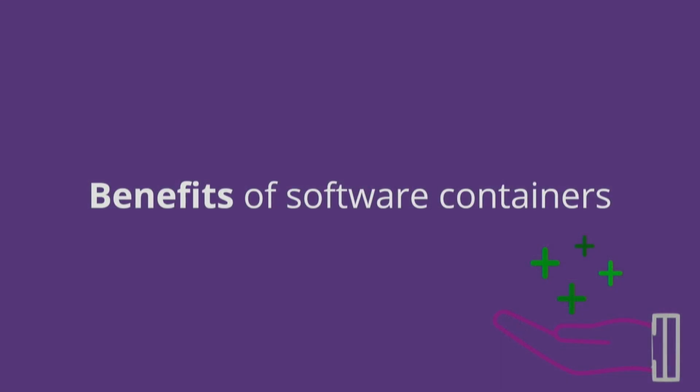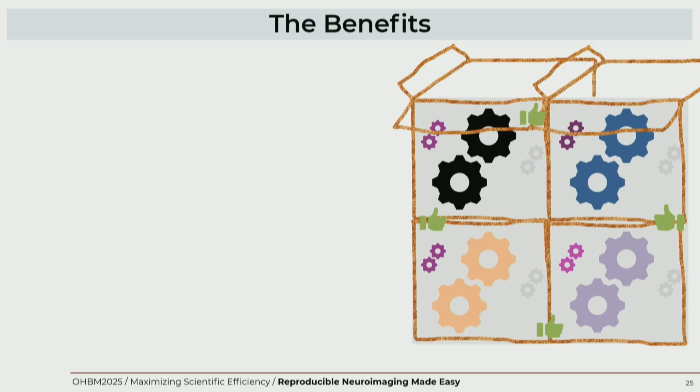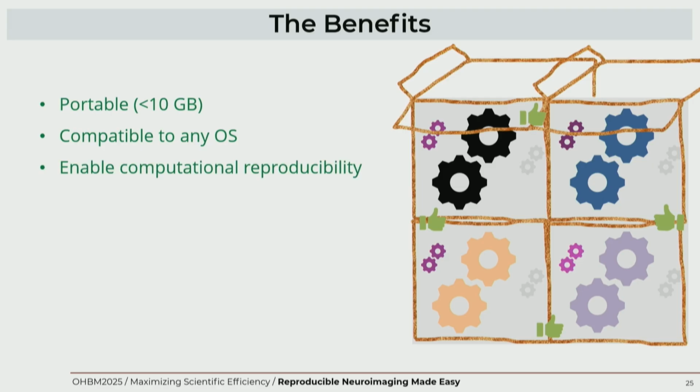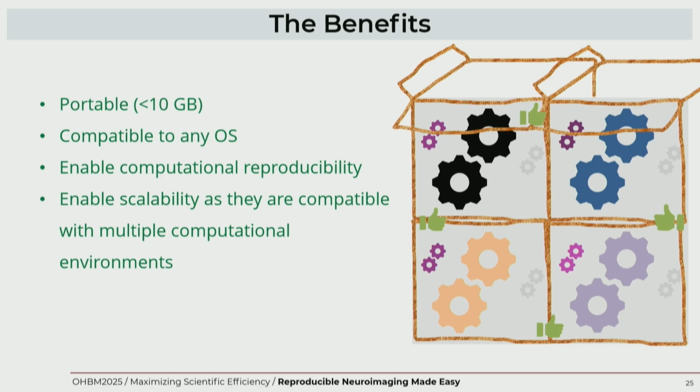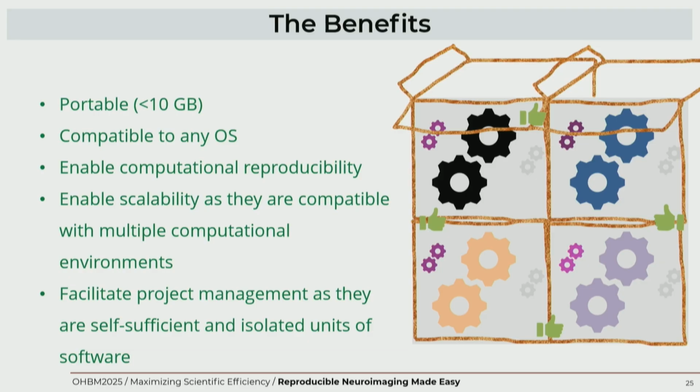In summary, there are several benefits to software containers. They are portable, usually less than 10 gigabytes. They are compatible to any operating system. They enable computational reproducibility. They enable scalability, as they are compatible to multiple computational environments. And they facilitate project management, as they are self-sufficient and isolated units of software.